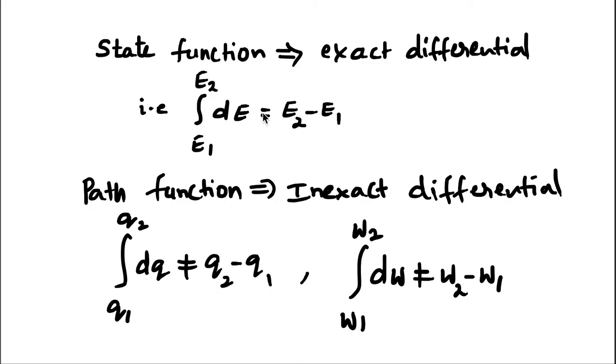If a function is a state function, any property, then the integration from E1 to E2 of dE, here I have taken internal energy as an example, is equal to E2 minus E1. Then that is known as an exact differential. For path functions like work and heat, the integration of dQ from Q1 to Q2 is not equal to Q2 minus Q1, and the integration of dW from W1 to W2 is not equal to W2 minus W1.